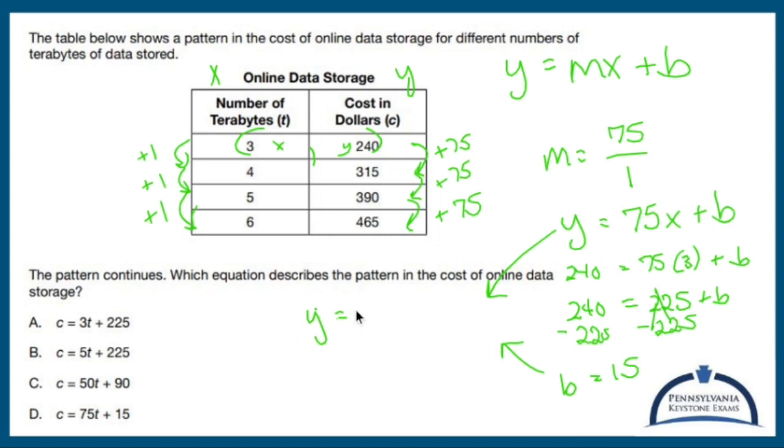Now, I didn't use y before, and I didn't use x before. I pretended t was x, so I'm going to replace x with t, and I'm going to replace y with c. And there's our answer. Now, I could have answered D the moment I got to this point right here.